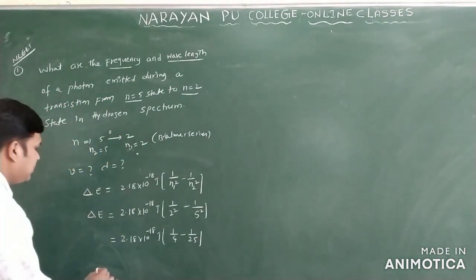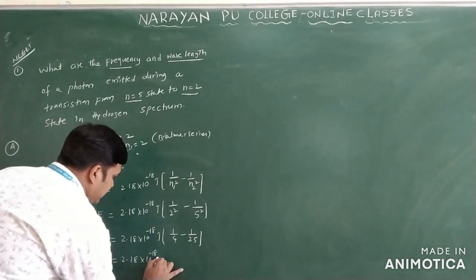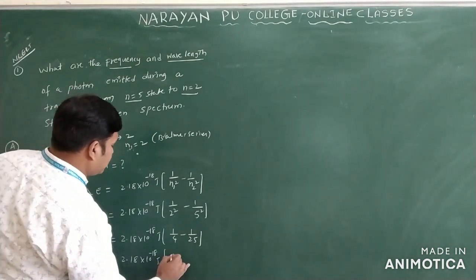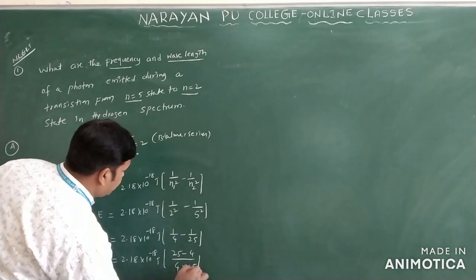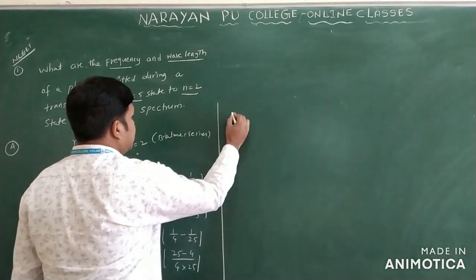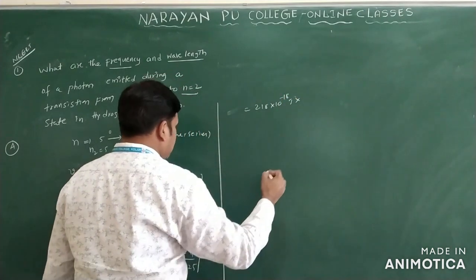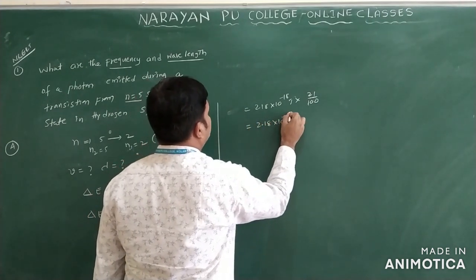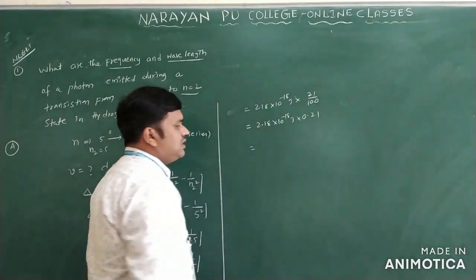Now what will you get here? This is 2.18 into 10 power minus 18. If we do the LCM, this is 25 minus 4 by 5 into 4 into 25. So you get 21, and you can write this as 2.18 into 10 power minus 18 joules into 21 by 100. So I will write 2.18 into 10 power minus 18 into 0.21.